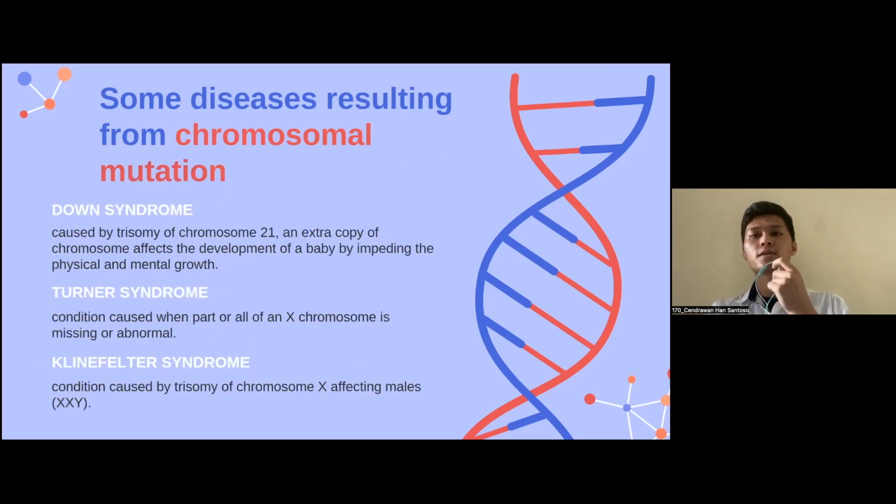And these are also some diseases resulting from chromosomal mutation. The first is Down syndrome. It is caused by a trisomy of chromosome 21, an extra copy of chromosome which affects the development of the baby and impedes the physical and mental growth. Second is Turner syndrome, which is caused when part or all of an X chromosome is missing or abnormal. And the third is Klinefelter syndrome, condition caused by trisomy of chromosome X. It affects males. Next.